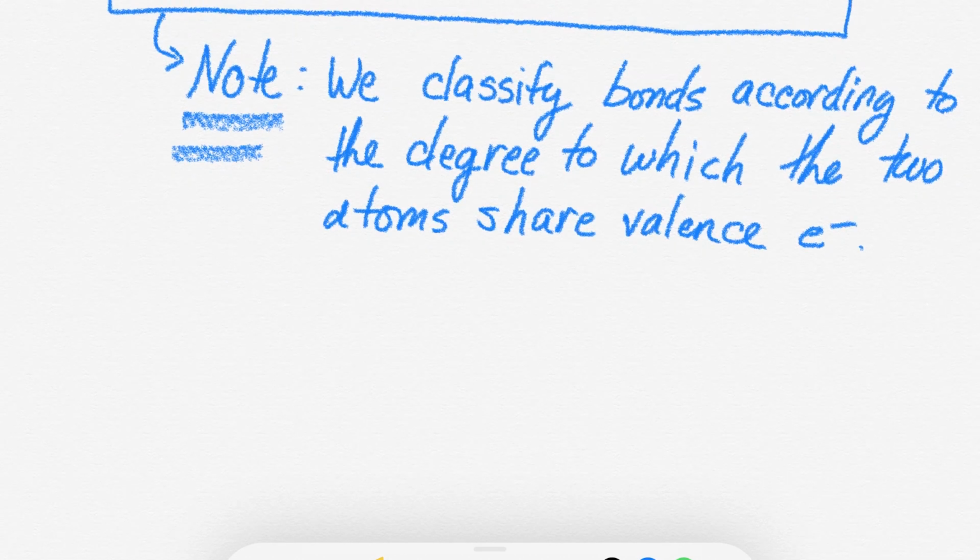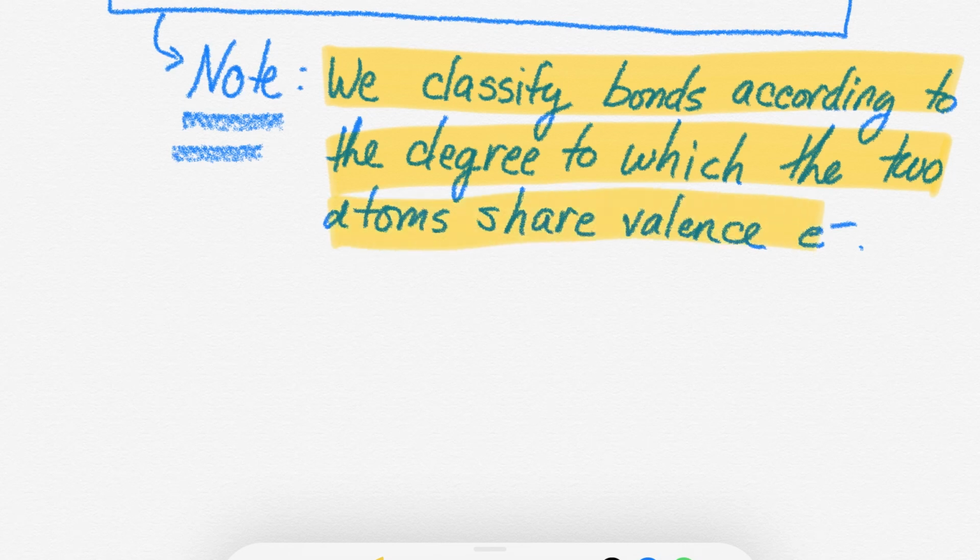It's important for y'all to know, though, that we classify bonds according to the degree to which the two atoms share their electrons. So all atoms, by the strictest definition, share electrons. It's just the degree to which they share electrons can widely differ. You can actually think of this sort of like a spectrum, if you will. So sort of like a number line, if you want to.